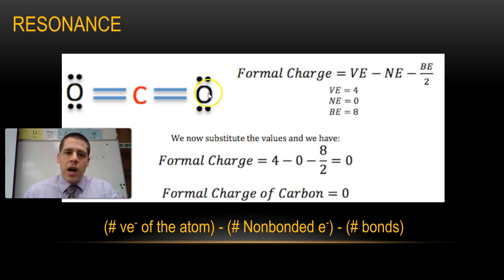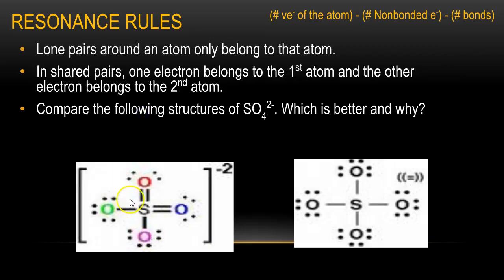What about oxygen? Oxygen normally has 6 valence electrons. The non-bonded electrons, there's 4 of them. So 6 minus 4 is 2, minus the 2 bonds also gets that one to 0. So the formal charge of carbon and oxygen, and in this case both oxygens, is 0. So let's look at another example.